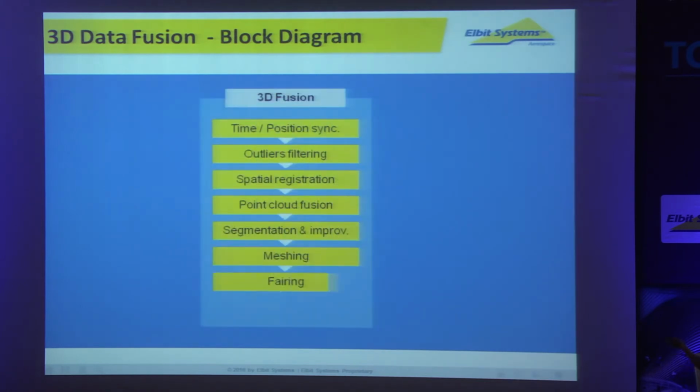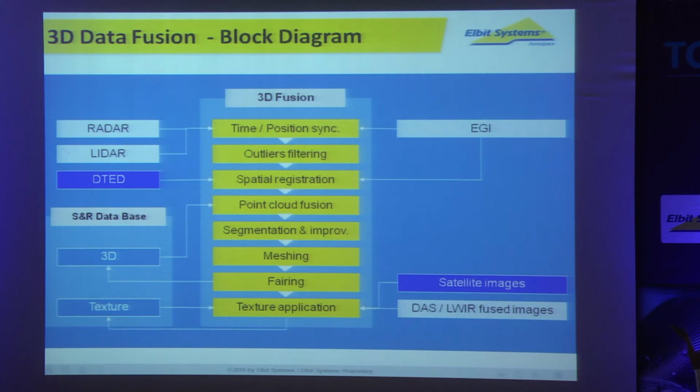So this is our algorithmic flow for creating the 3D model. And of course, it's wrapped up with databases and sensors. So we first take images from our navigation system, IGI, embedded GPS inertial navigation system, and we have our radar and LiDAR measurements, and we first sync them all in time and position. We process each one separately for outlier filtering, and then we do spatial registration of our measurements using a detailed digital terrain from our database.